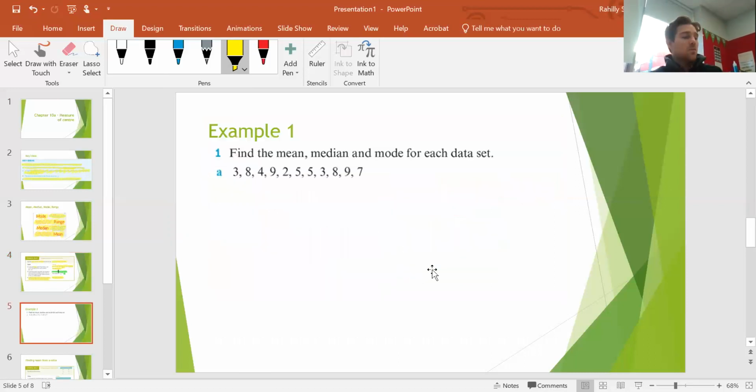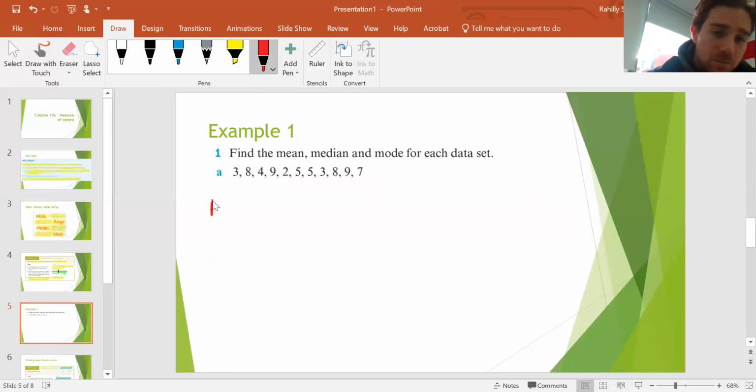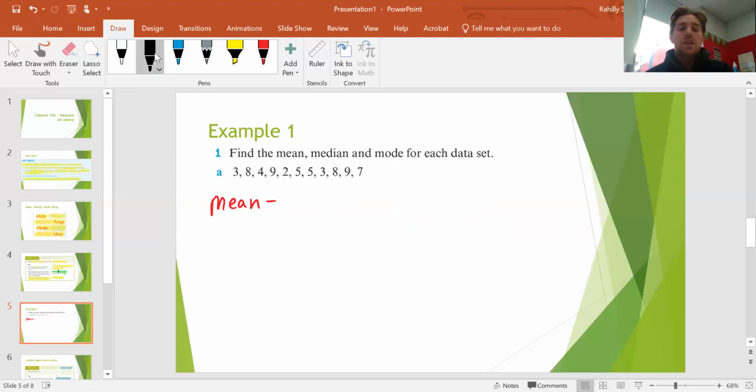So this is from question 1 in the example. First of all, we're going to find the mean. To work out the mean, we're going to add all our numbers together and then divide by how many numbers we have.